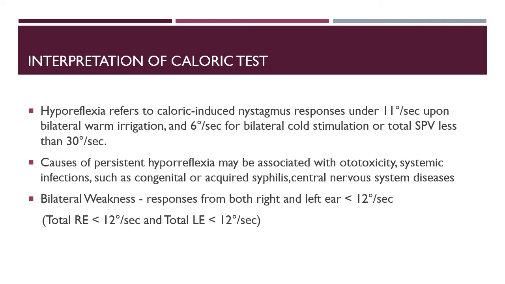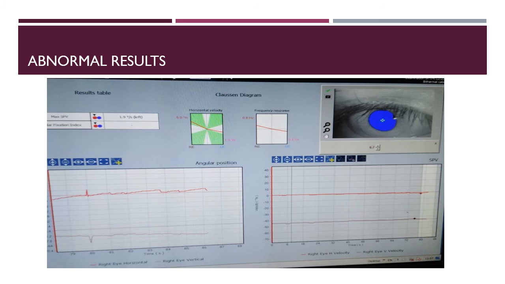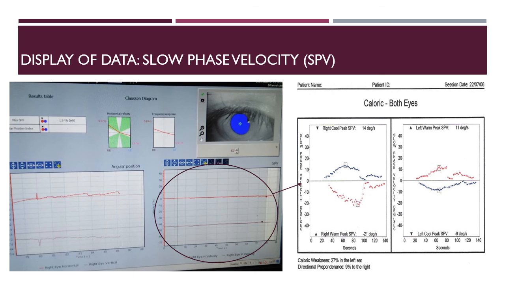Some researchers also define bilateral weakness when the response from both right and left ear is less than 12 degrees per second, so total right ear irrigation of 12 degrees per second, and total left ear for both warm and cool irrigation 12 degrees per second. So we have here a picture with the caloric results, which shows a very weak response or low SPV. This is for warm right irrigations.